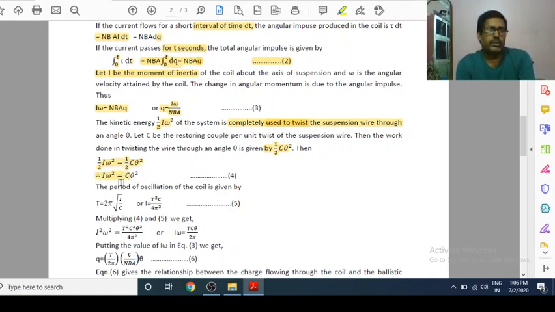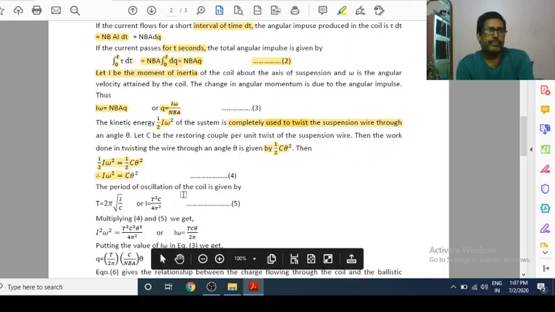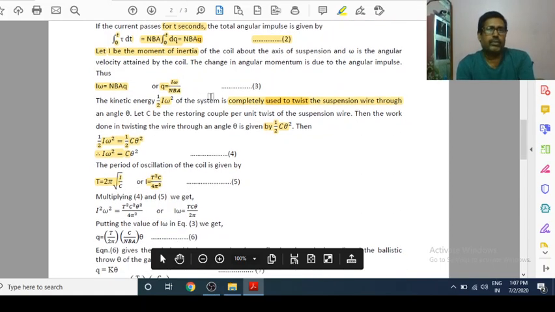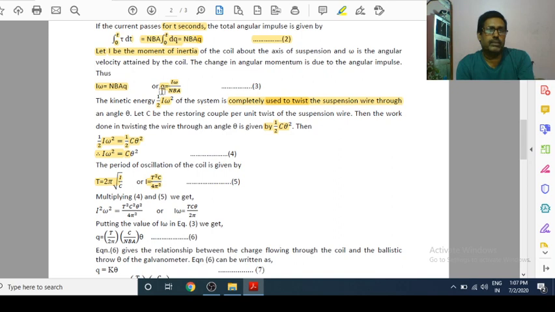So this is your equation 4 and this is your equation 3. You can see here, from 3 and 4, the period of oscillation T is equal to 2 pi root I by C. So I is equal to T square C by 4 pi square. Again here I is the moment of inertia. Now equation 4 is I omega square here, and equation 5 is here, I on the left side.